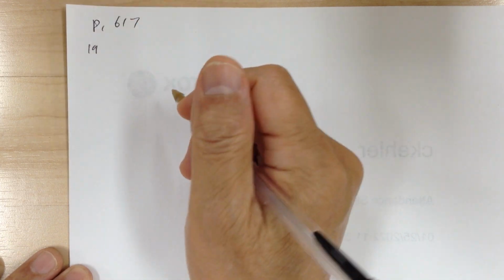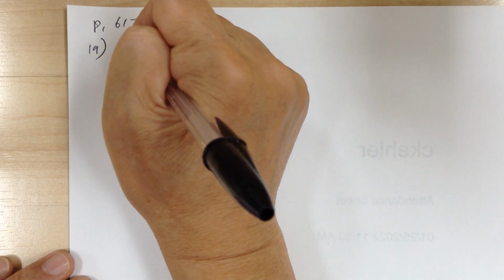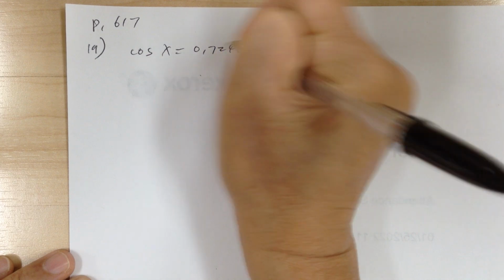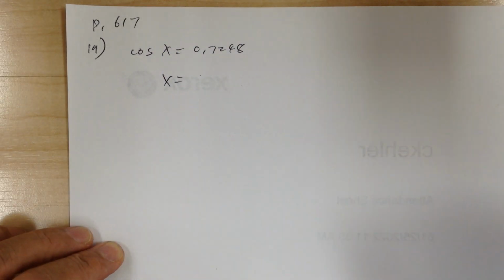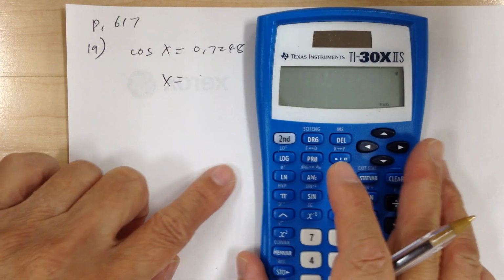Number 19. Cosine of x equals 0.724a. In looking for the angle, whenever you're looking for the angle, you have to go second function and make sure that this is in the radian mode.